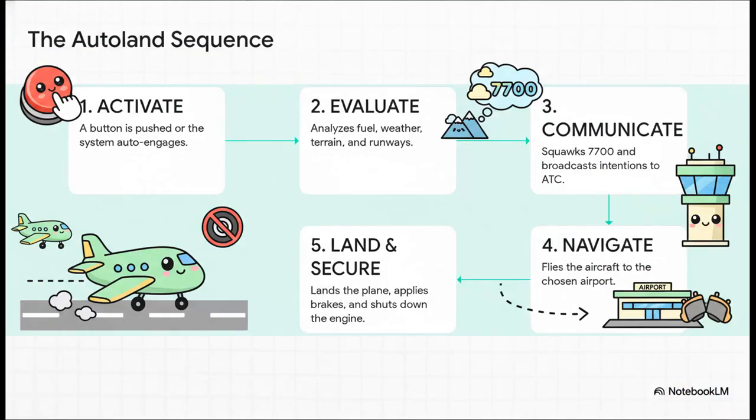And once it's activated, it just runs the show. It evaluates all its options. It automatically tells air traffic control there's an emergency by squawking the code 7700. It navigates the plane to the airport. It puts down the landing gear and flaps. It lands the plane on the runway. It hits the brakes, and it even shuts down the engine, all on its own.